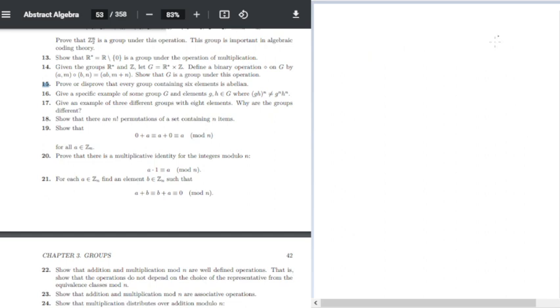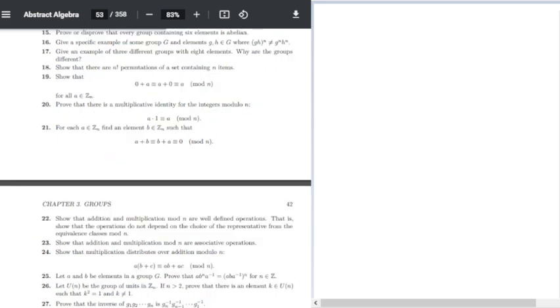Okay, you know what? What question was this? 15. For the sake of sanity, I'm not going to check every single possible group of order 6, because that's horrible. But I will write that down for later. Number 15, was it? To find a proof or a disproof of.